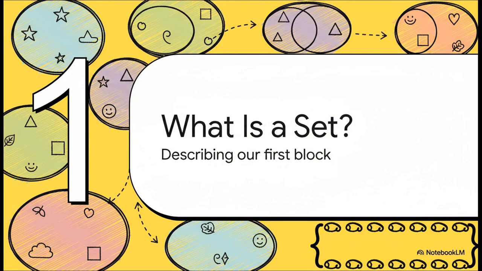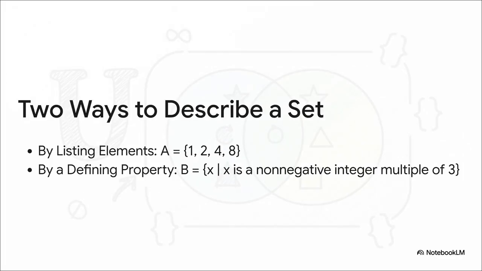Okay, so let's jump right into section 1. What is a set? We're going to get into how we actually describe these fundamental building blocks. Turns out we've got two main ways to write down a set. The first one's easy. You just list everything out, like we see here with set A. That's perfect for smaller sets, but what if the set is infinite? Well, that's where the second way comes in. You define it with a property.